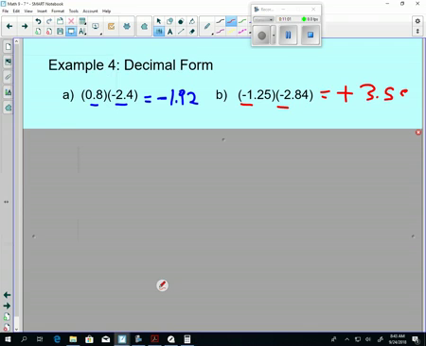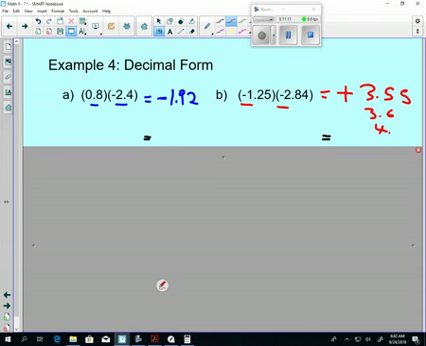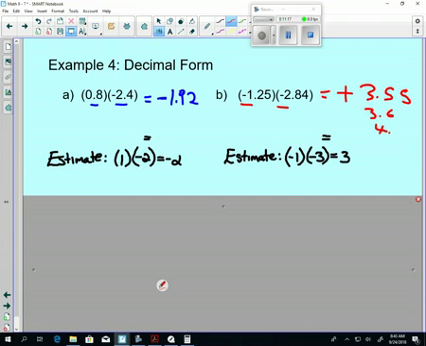So if we round it off to a whole number, it would be 4. If you round it off to 1/10, it would be 3.6. So if we estimated the earlier one, we could get -2, but really it's -1.92. If we estimate this one, it would be 3, but it's actually 3.55.